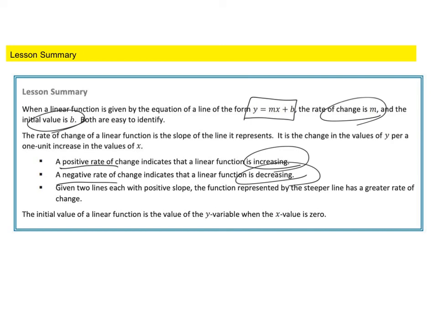When you have two positive line slopes, the one with the steeper value is the one with the greater rate of change, okay? The initial value of a linear function is the y variable when the x is 0. It is your y-intercept. And that is our lesson summary. Let's get into our exit ticket.